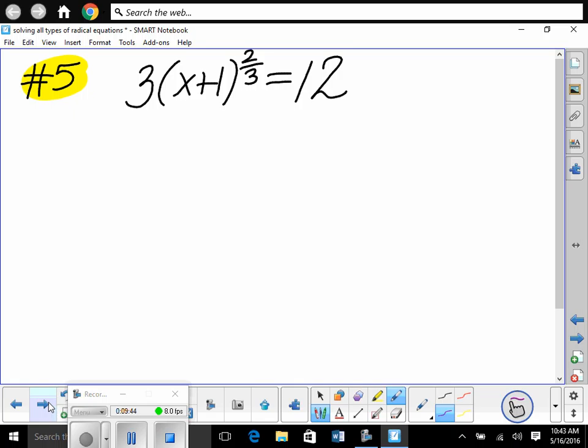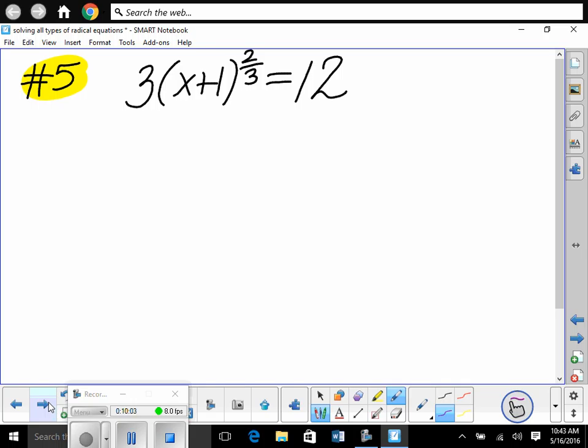Remember, we learned a picture of our flower and our power, right? Our roots are on bottom, our power is on top. So looking at this, isn't this 3 times x plus 1 to the 2/3? Isn't that the same thing, rational exponent, as the cube root of x plus 1 squared? Right? So I'm going to actually just rewrite it like that.